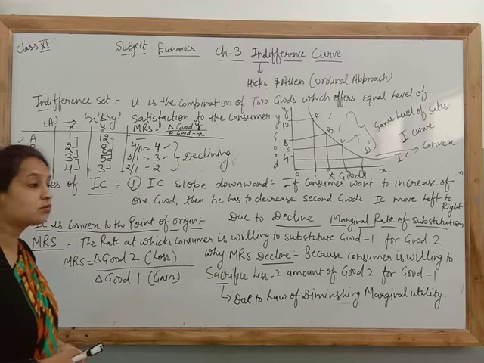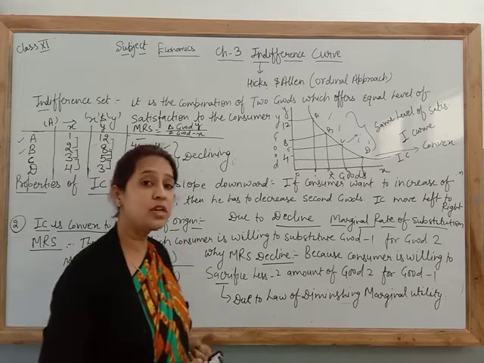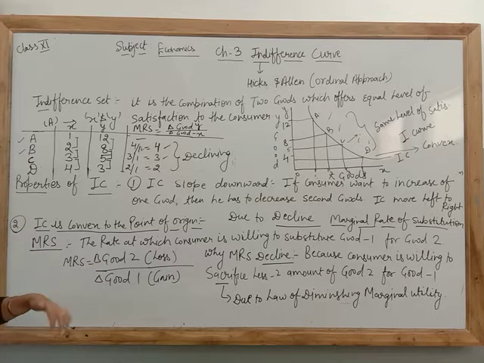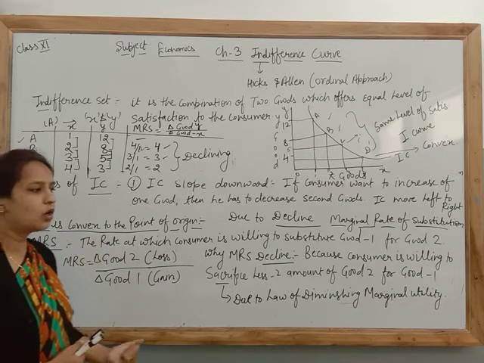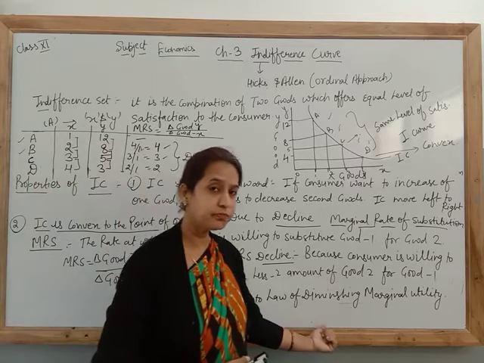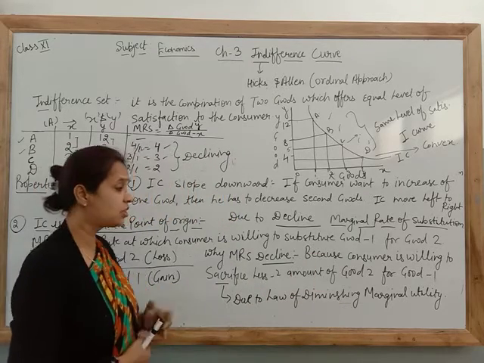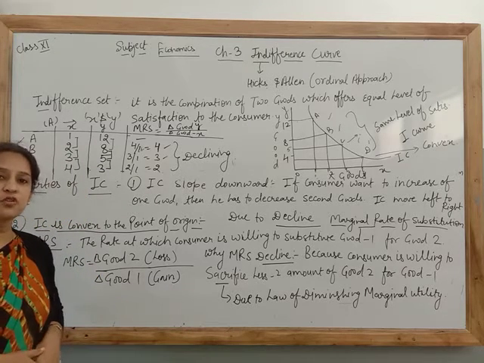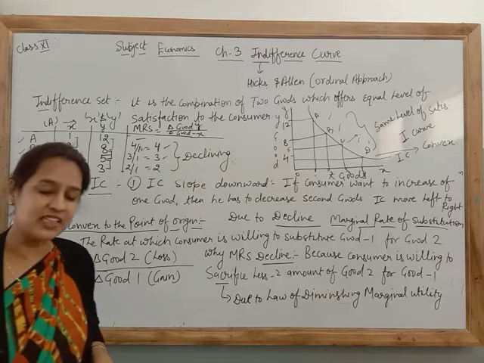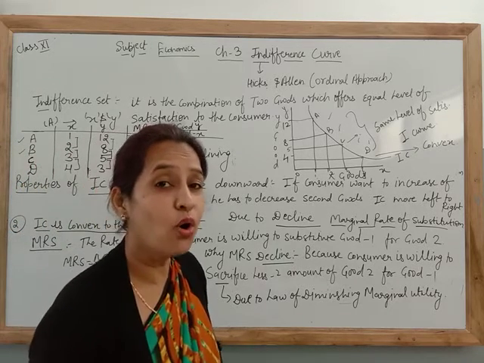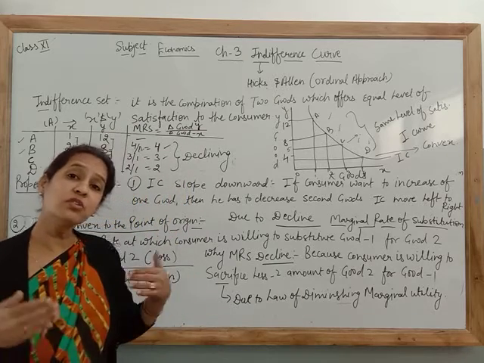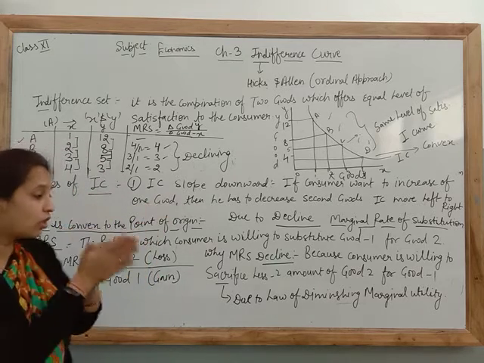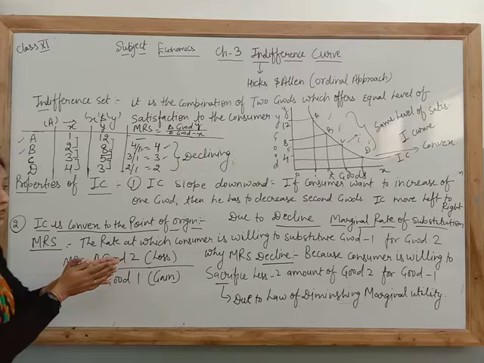Now the question arises, why does it happen? Why is the consumer willing to sacrifice less and less amount of good Y for every additional unit of good X? Due to the law of diminishing marginal utility. What is the meaning of the law of diminishing marginal utility? I explained it to you earlier also. As more and more units we consume, our satisfaction level goes on decreasing. Opposite to it, as more and more units we sacrifice, our marginal utility goes on increasing. So because of this reason, the MRS is declining.